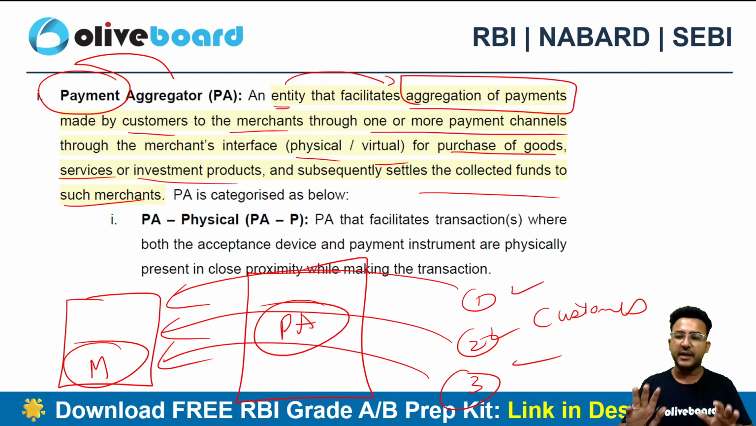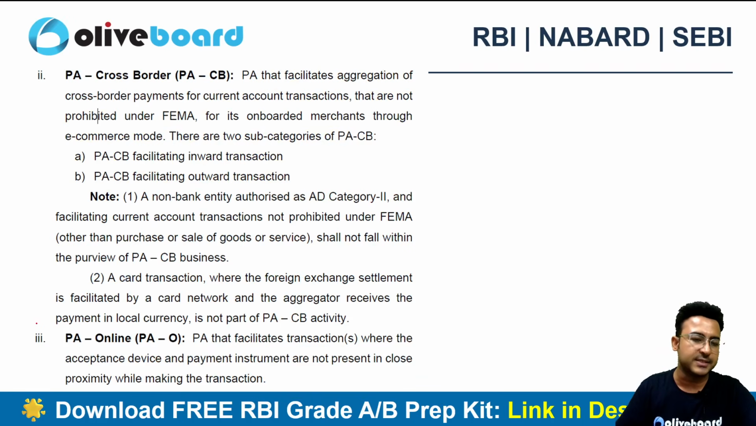Now payment aggregators are of 3 types. First is the physical, second is the online, and third is the cross border.